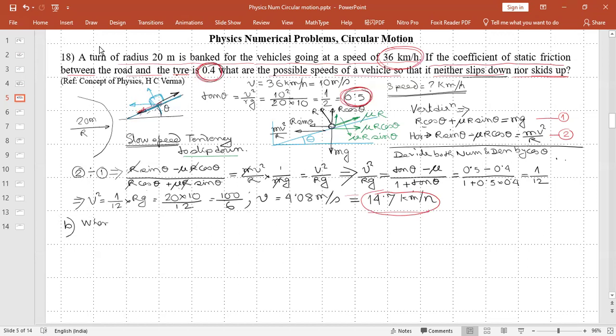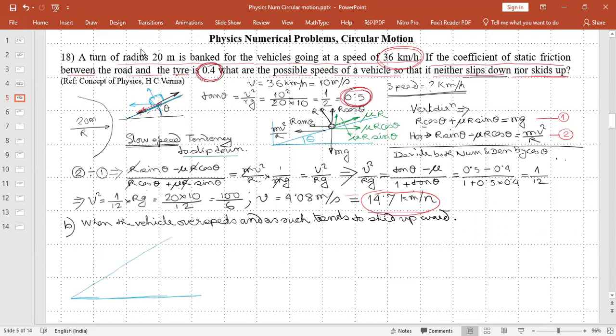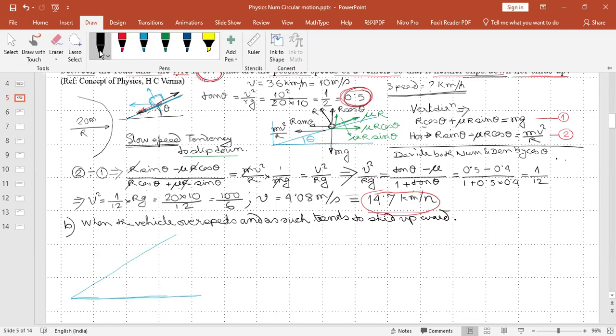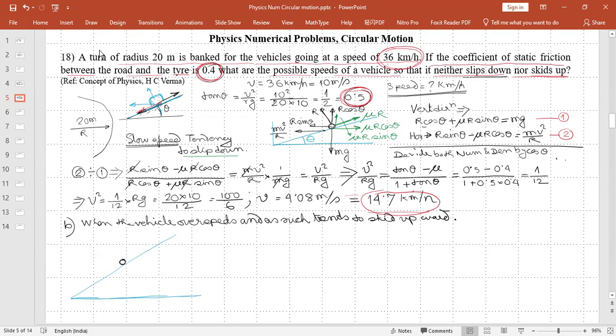When the bike or the vehicle skids and as such tends to, in that case, the same diagram will be applicable, but since the vehicle tries to skid upward, the frictional force will be down.